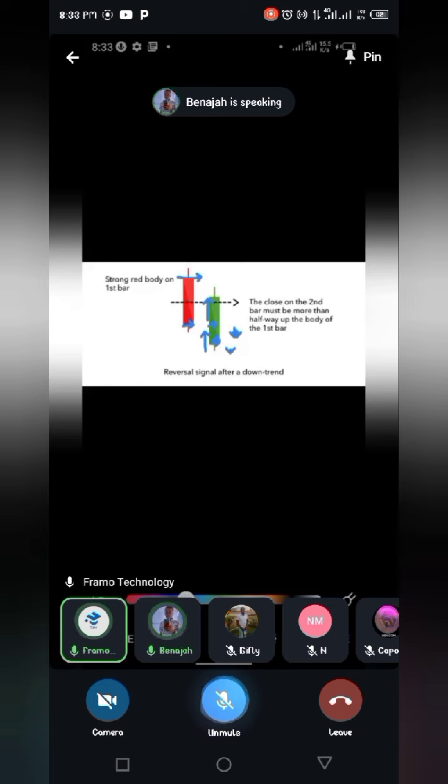Hello. Yes, hello, please. My network was not helping, so please can you go back with the gap aspect on the piercing line? The piercing line. Okay.